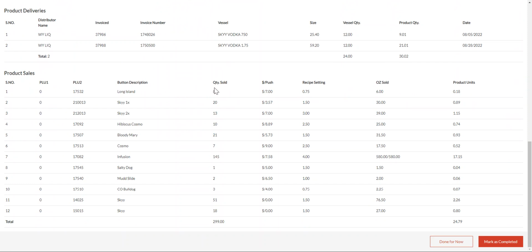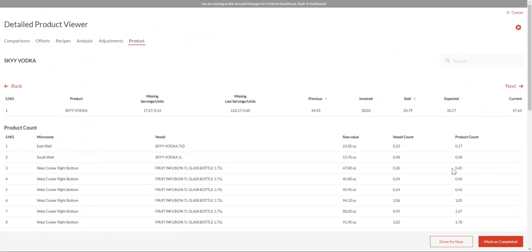and you'll see a full list of all of the buttons here that include the product, how many times they were sold, the average dollars taken. So for instance, Long Island is $7 per drink, and the recipe setting. The quantity sold times the recipe setting will tell you the ounces that were sold. And this is then aggregated according to product units and aggregated for the whole section. So in this case, you can understand how they sold 24 liter bottles of Sky Vodka.